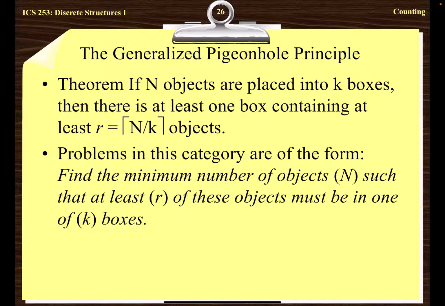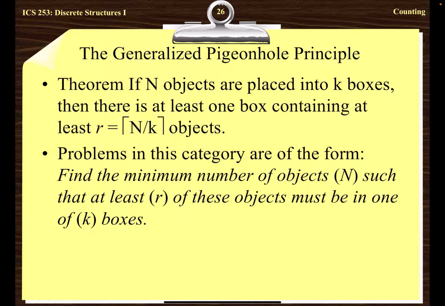Here you need to make sure of the following. Problems in this category are of the following form, and you really need to identify what is n, what is r, what is k, right? So usually it is: find the minimum number of objects, which is n, such that at least r of these objects must be in one of those k boxes.